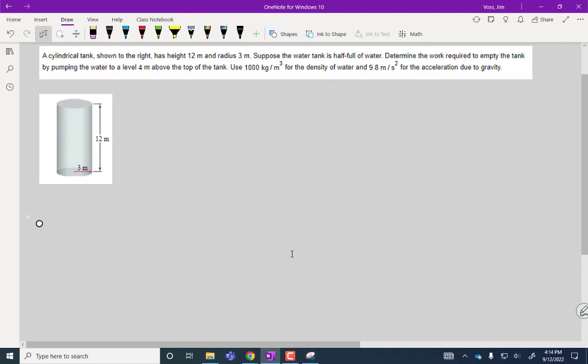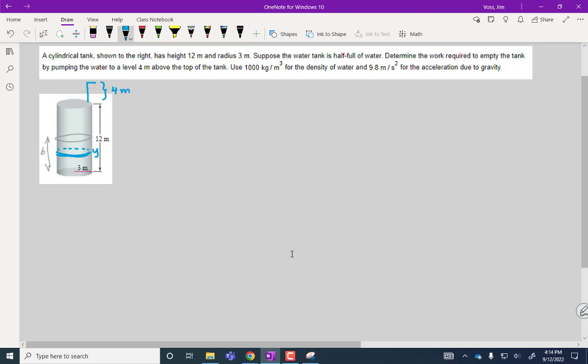we've got the tank. The water is half full, so we're only up to here. So that'll be 6. And let's put in a representative slice. Representative slice is right in there. We'll say that that cross section is at y, and then we multiply by dy to get the slice. By pumping the water to a level 4 meters above the top of the tank, so we've got some pipe coming out, and we're going to drain it right there, so that distance is 4.